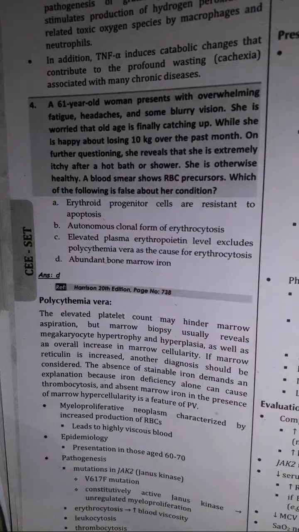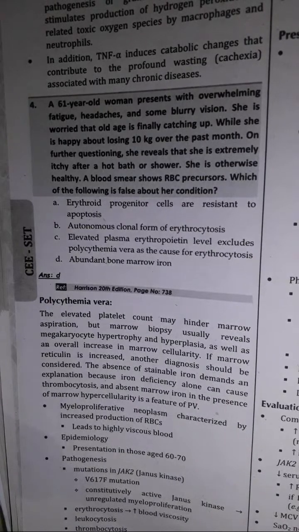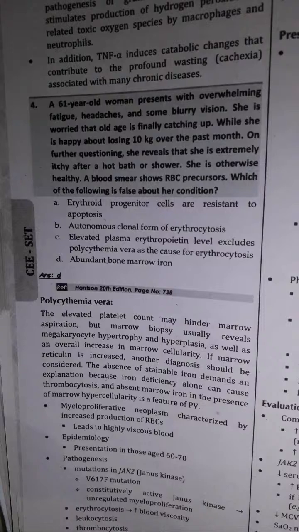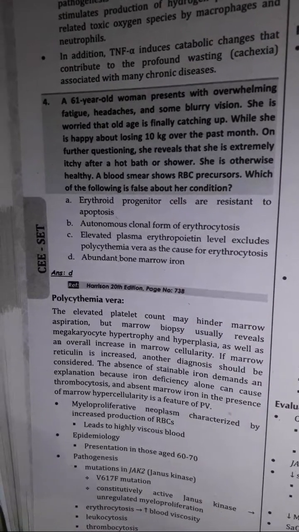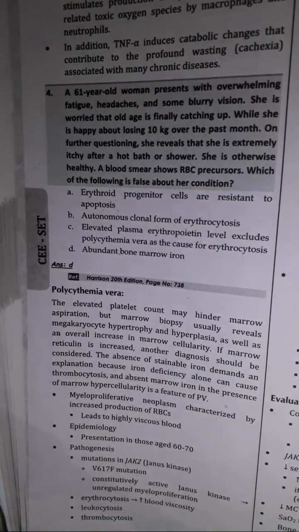Erythroid progenitor cells are resistant to apoptosis. Autonomous clonal form of erythrocytosis. Elevated plasma erythropoietin level excludes polycythemia vera as the cause of erythrocytosis. Abundant bone marrow iron. The answer is D. Abundant bone marrow iron.